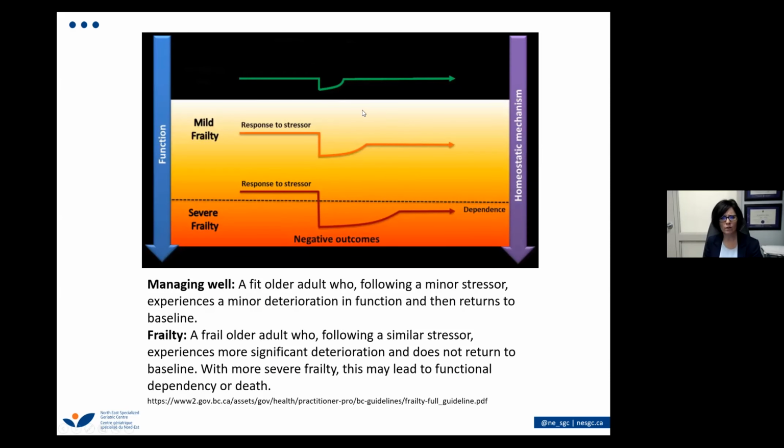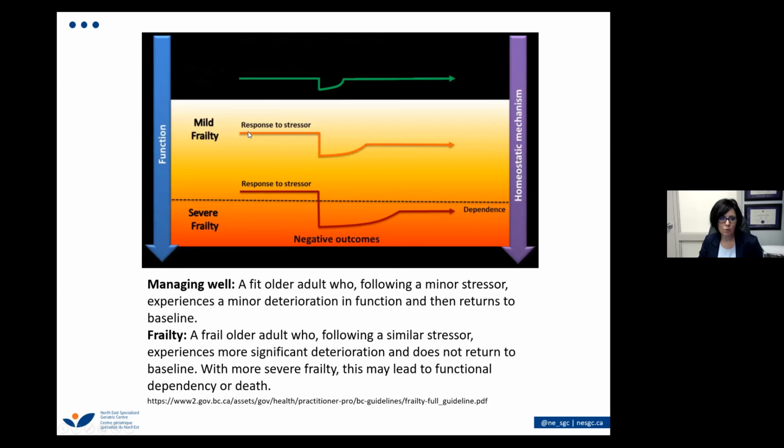So this is a nice graph. Can you see my arrow if I do this? Yeah, I can point. So this is a nice graph that kind of indicates function on one axis, and then responses to a stressor on the other.